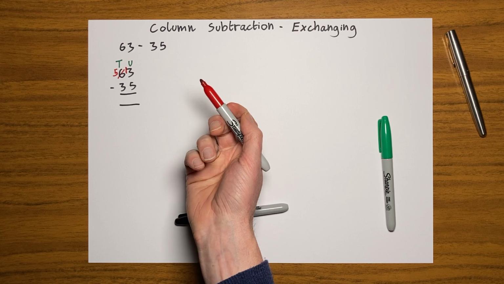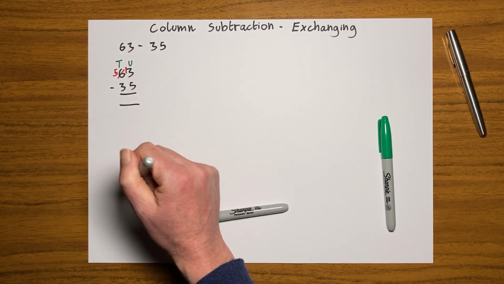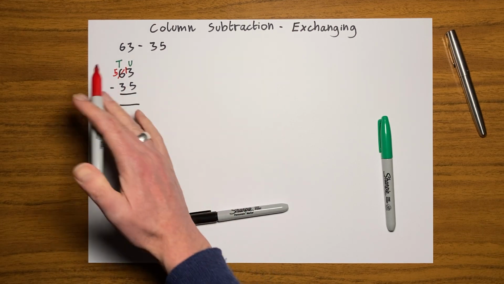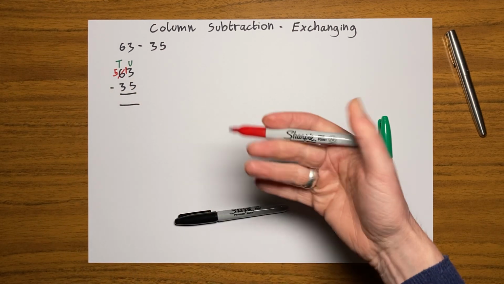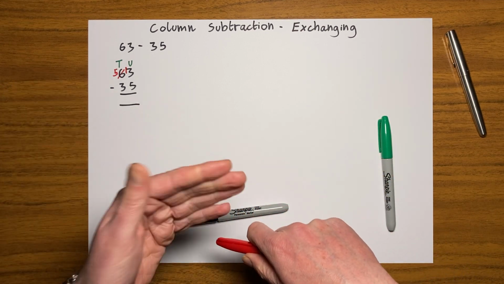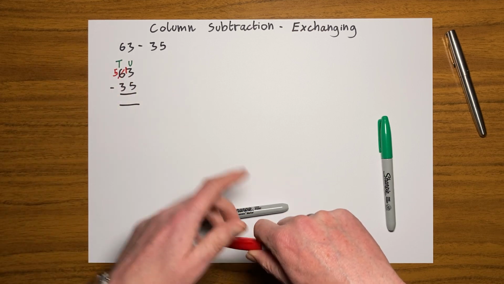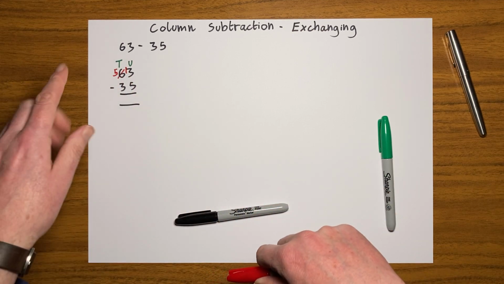I've still got 63 because 50 and 13 added together makes 63. I've just exchanged it. I've just moved it over. Sometimes in the past this was called borrowing, but we don't call it borrowing anymore because I'm not giving anything back. I'm not giving these tens back when I've finished. I'm leaving it like this. So let's see what we do now.